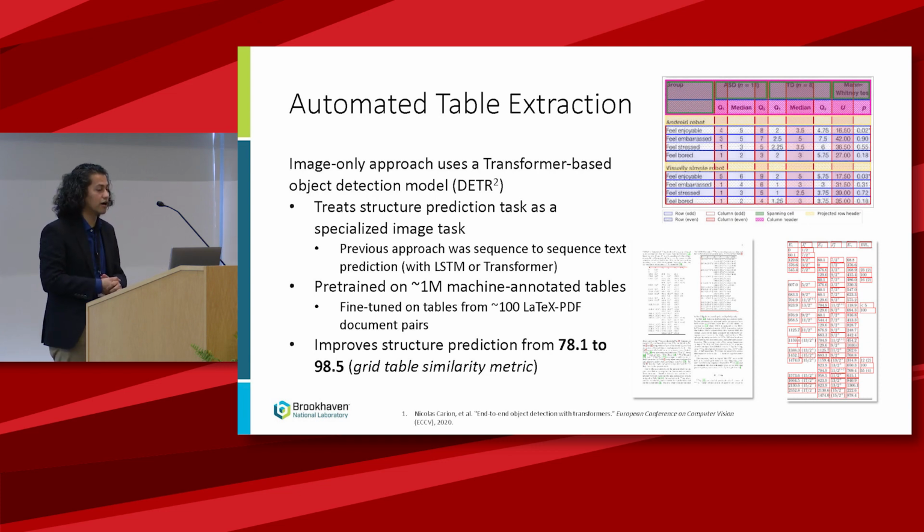And unfortunately, in this case, that was exactly the situation. This model was pre-trained on about 1 million machine-annotated tables, so not perfect annotations, and then fine-tuned a little bit on our particular data set. But by treating the structure prediction task, which was previously done in the text space, as a specialized version of an object detection task, and that's what that looks like in the top right, we kind of eliminated that whole structure prediction problem. That structure prediction jumped from 78.2 to 98.5 on this particular structure prediction metric. And that's kind of a lesson learned as far as the methods that you employ for your particular problem. Scale tends to win.